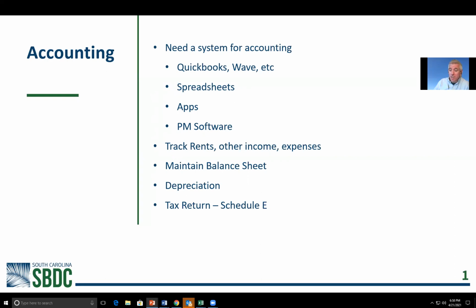You'll need to track rents, other income, expenses. You need to maintain your balance sheet, which is important if you're going to go buy more real estate. You need to track depreciation, and your tax returns are on Schedule E if you're not a partnership or a corporation. So anyway, those are some other accounting things to consider. Accounting is important. It goes back to what I said at the first of this part, that if you're going to get more properties, you've got to do accounting, because the bank speaks in financial language. And that's how they understand what you're doing in your business.